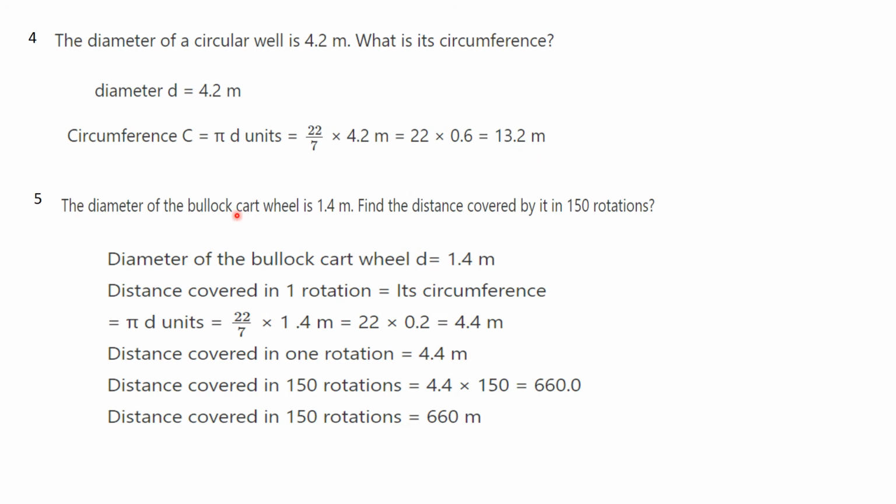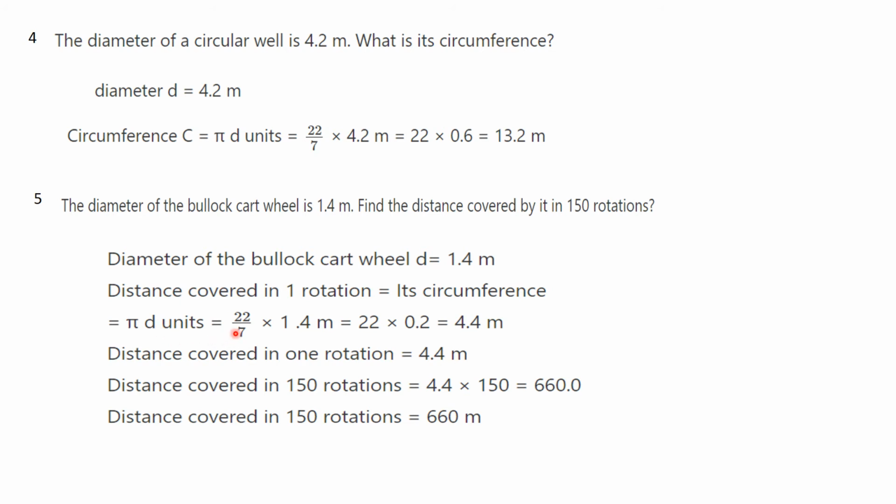The diameter of the bullock cart wheel is 1.4 meter. Find the distance covered by it in 150 rotations. First, circumference means what? One rotation. So first we will find one rotation, after that you multiply with 150. Diameter of the bullock cart wheel is d equal to 1.4 meter. One rotation means one circumference. Its circumference is pi d units.